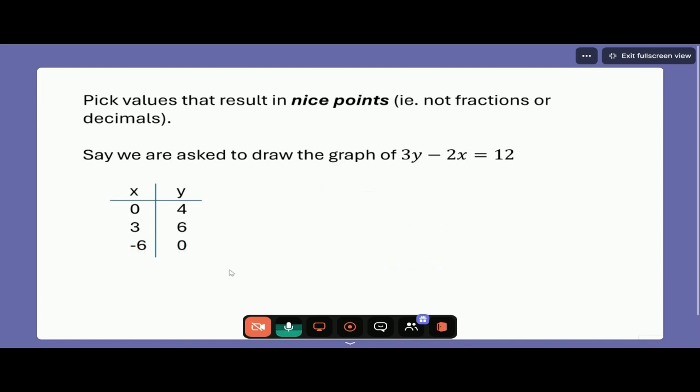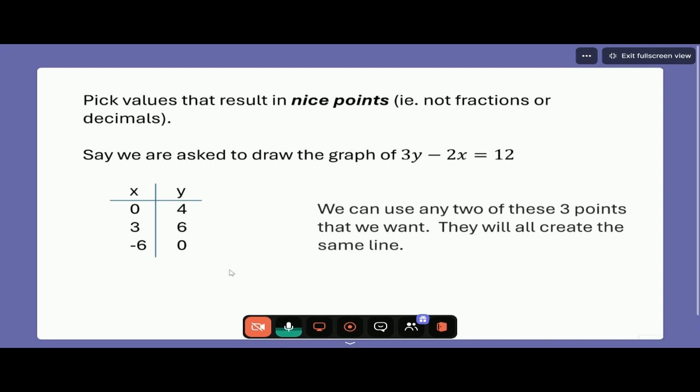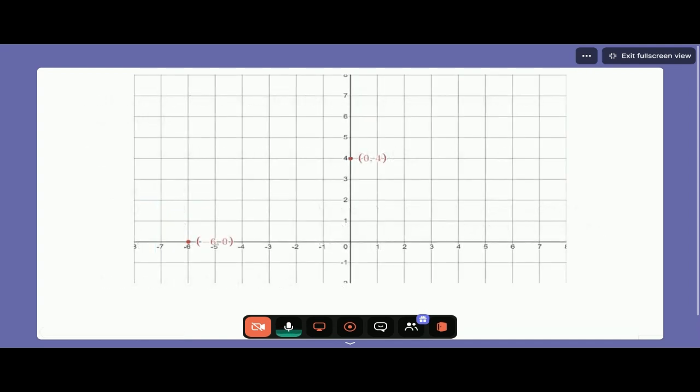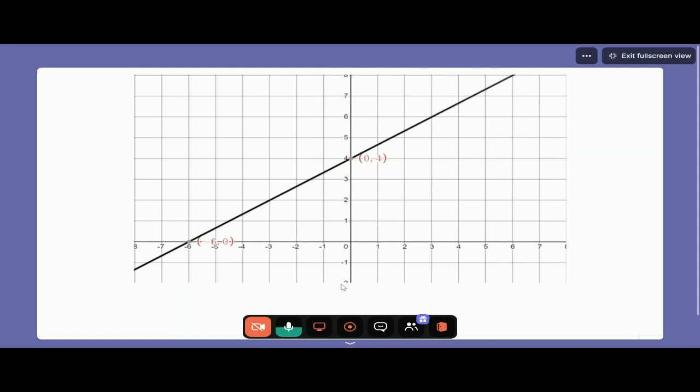So we actually got 3 pairs there we could use. We can use any 2 of them, or, since we have all 3, you could put all 3 on the graph and make sure they line up. But just for the sake of argument, let's say we hadn't bothered with trial and error and found that (3, 6) point. Let's say we had just done the x equals 0 and the y equals 0. So we found the points (0, 4) and (-6, 0). There they are. Draw a line through them. And there you have the picture of all xy pairs that make the equation true.